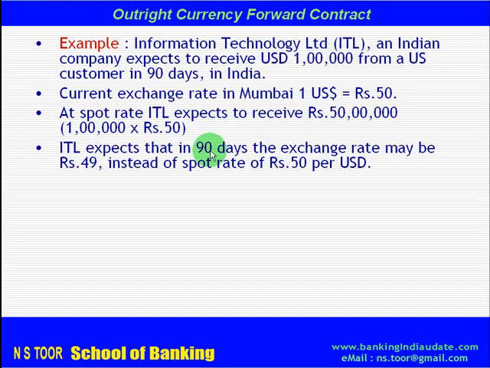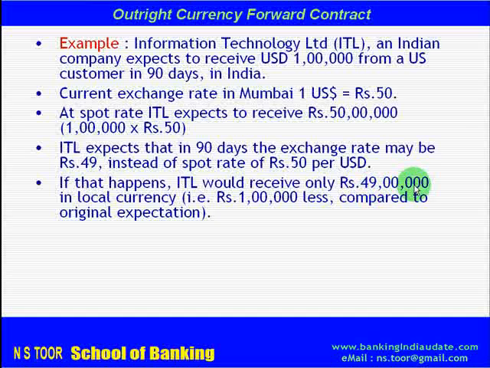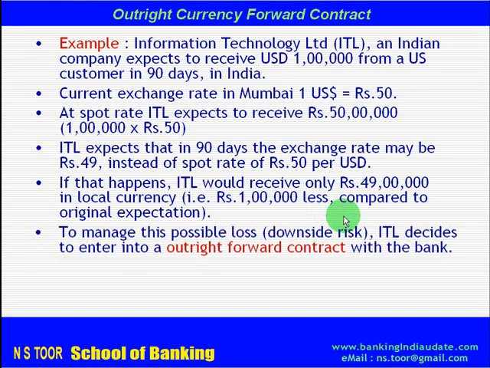The company also expects that in the coming 90 days, the exchange rate may actually be 49 rupees instead of the spot rate of 50 rupees. If that happens, the company will be receiving only rupees 49 lakh in the local currency, and in that case, it will be losing rupees 1 lakh. So they will be receiving rupees 1 lakh less compared to their original expectation.